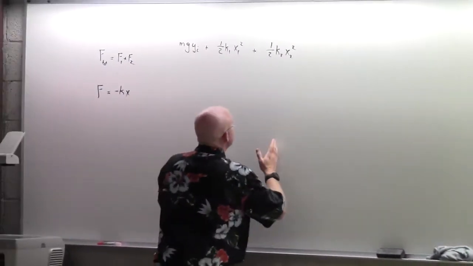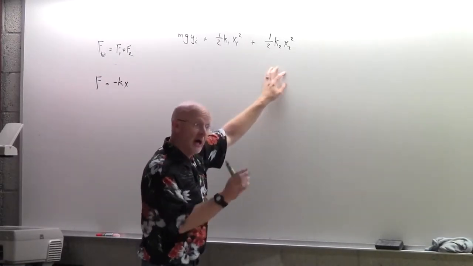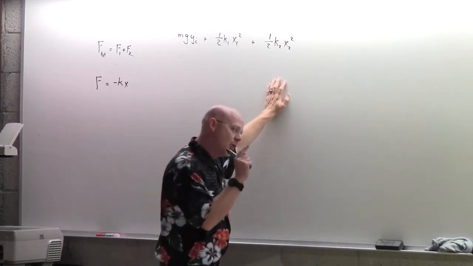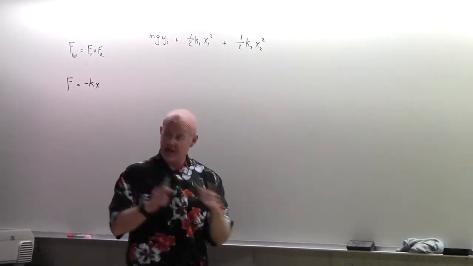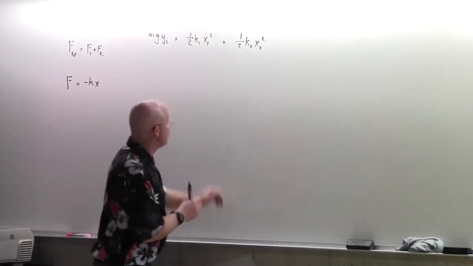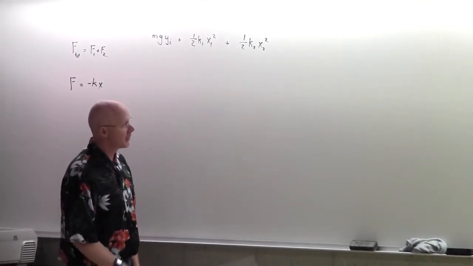And in this case, it is crucial that you understand that I can just simply put another identical term, just like the first one, but I need to realize that the position of x equals 0 for this one is the natural length of the second spring, and that is at a different point than the natural length of the first one. But other than that, I'm good. So let me keep going.